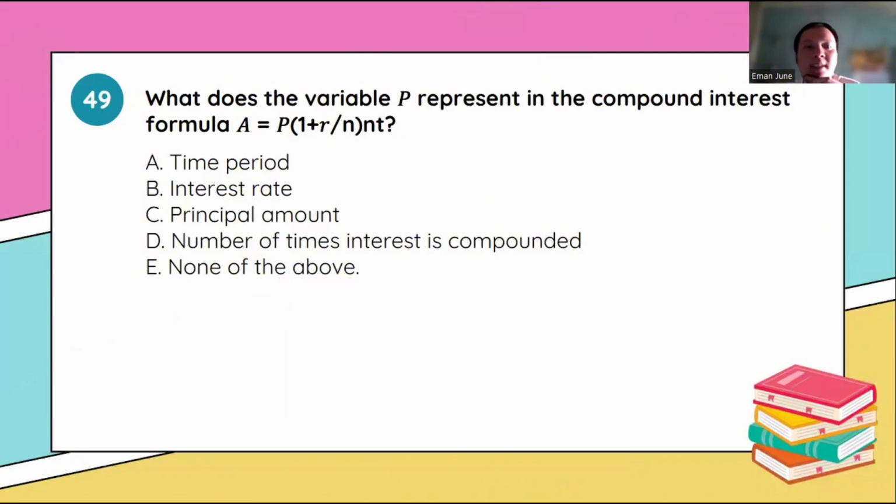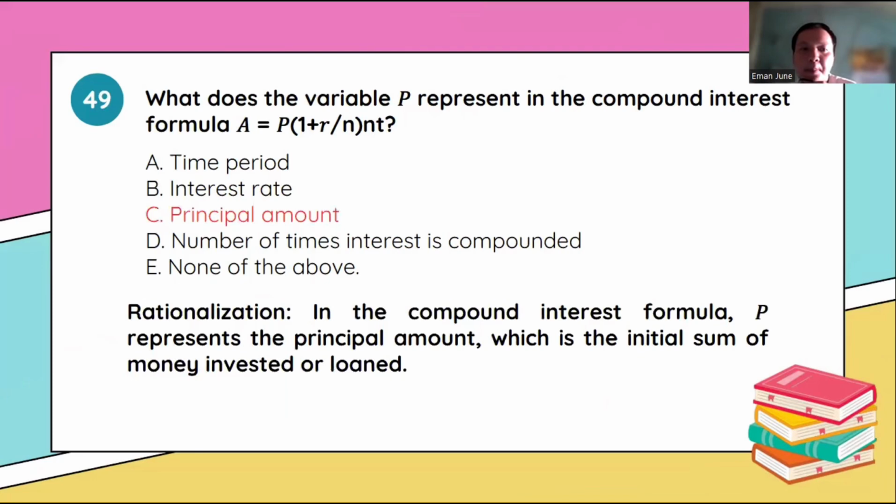What does the variable P represent in the compound interest formula? A is equal to P times 1 plus r over n, to the power of nt. A, time period. B, interest rate. C, principal amount. D, number of times interest is compounded. Or letter E, none of the above. So the answer for number 49 is letter C, principal amount.